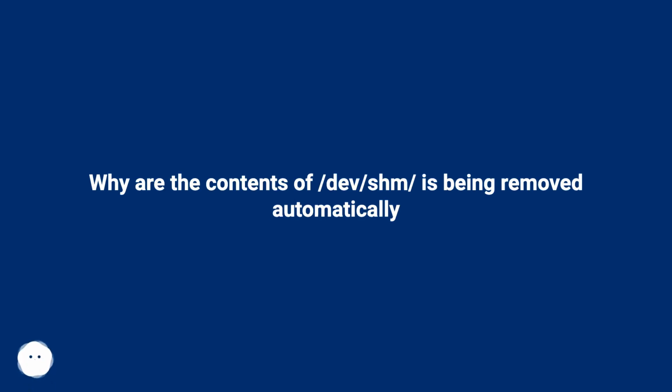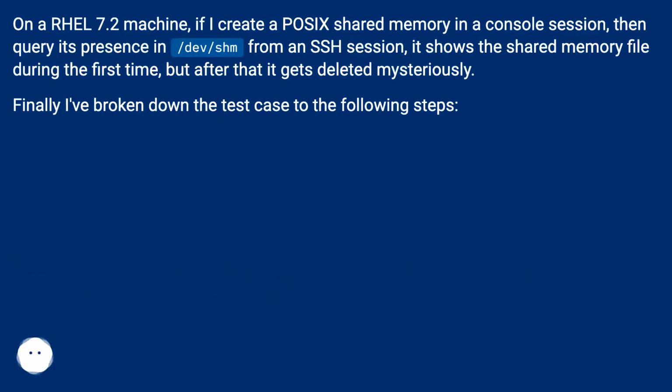Why are the contents of /dev/shm being removed automatically? On a RHEL 7.2 machine, if I create a POSIX shared memory in a console session, then query its presence in /dev/shm from an SSH session, it shows the shared memory file the first time, but after that it gets deleted mysteriously. Finally, I've broken down the test case to the following steps.